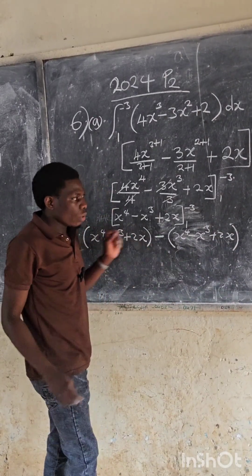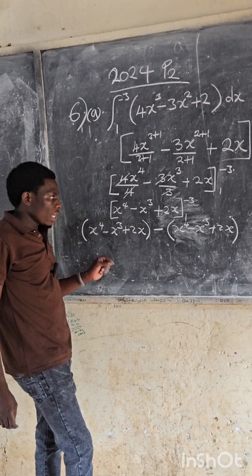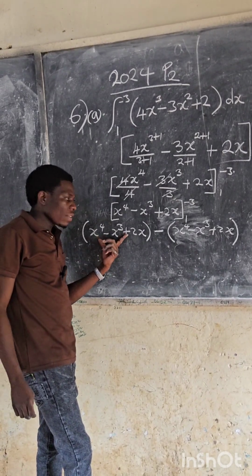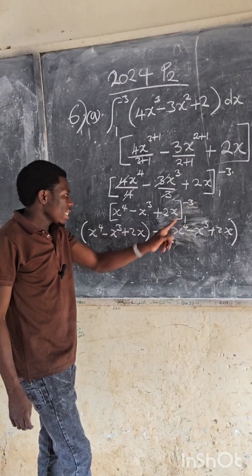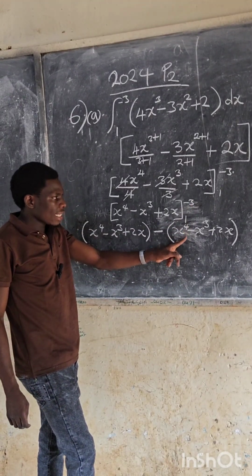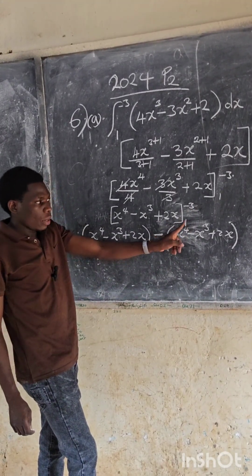After you've done that, you need to replace, in the first bracket, whenever there is x, we put the limit negative 3. And in the second bracket, whenever there is x, we put a 1 there.